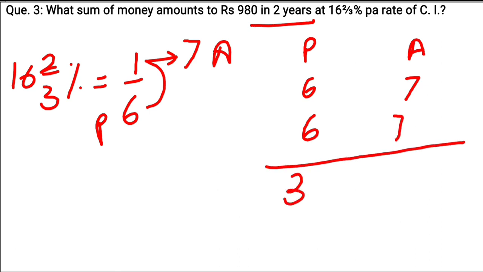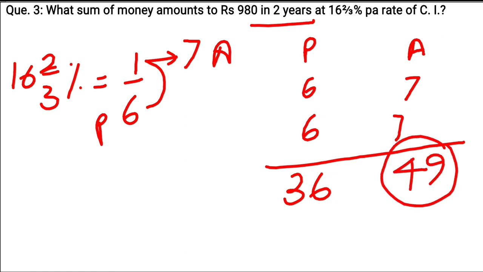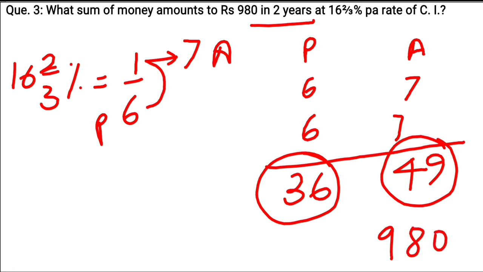6 into 6 is 36, 7 into 7 is 49. It means you receive this much money if you deposit this much money, but the thing is that you do not receive this much money. How much money do you receive? 980. Okay, so how much is it? How many times?